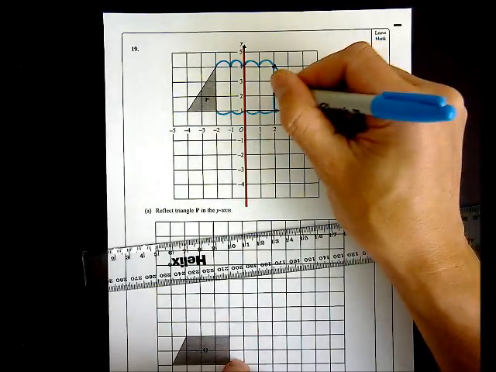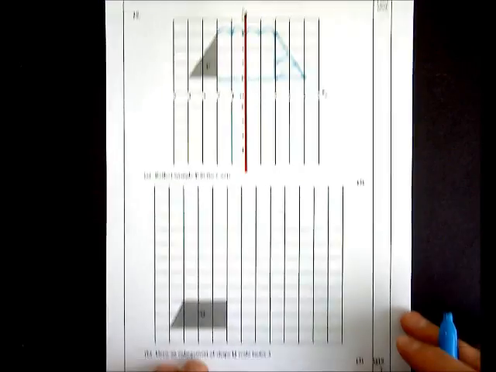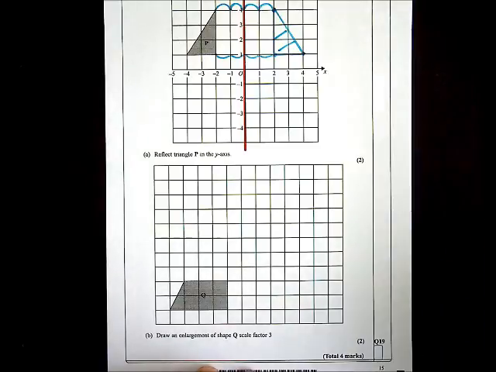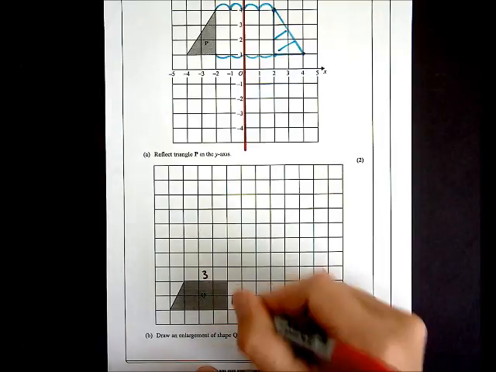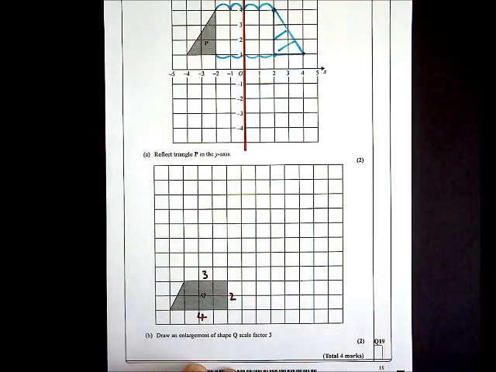And that's where my triangle has been reflected to. In part B, I'm asked to draw an enlargement of the shape Q with scale factor 3. So the first thing I'm going to do is go around my shape and write the lengths of the sides. So 3, 2, 4, and this diagonal length here I'm not going to worry about.